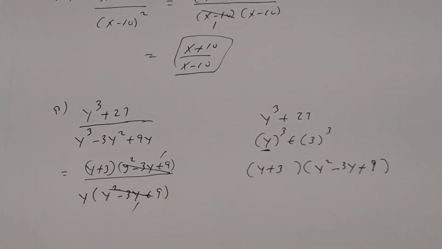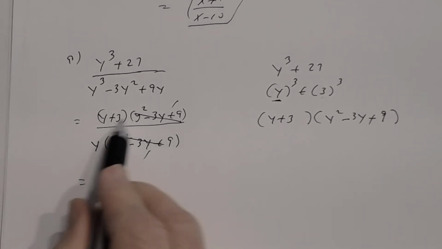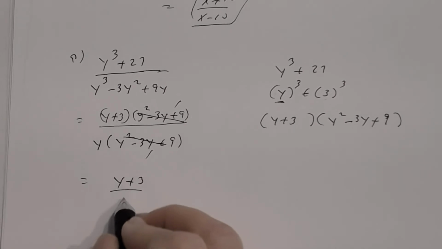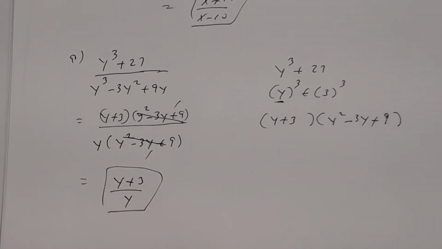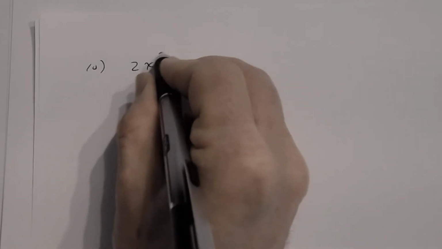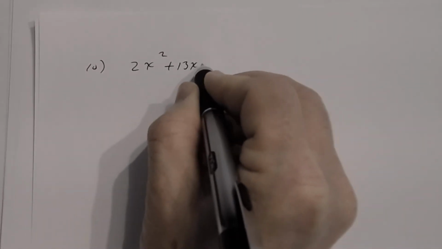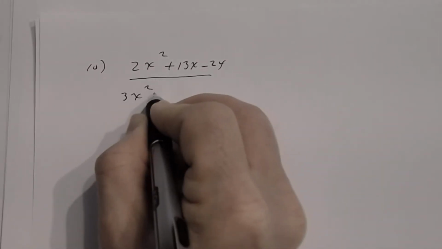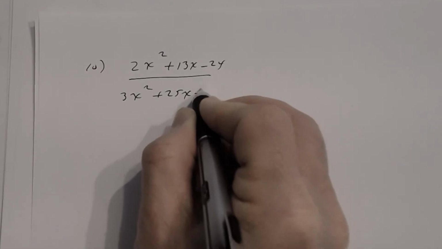That's all you do. Now look at the y plus 3 as a factor. Do you see a y plus 3 down here? Nope. So you're done. So the answer is y plus 3 times 1 is y plus 3, divided by y times 1 is y. And so that's your answer. All right, number 10. Number 10, we have 2x squared plus 13x minus 24 divided by 3x squared plus 25x plus 8.